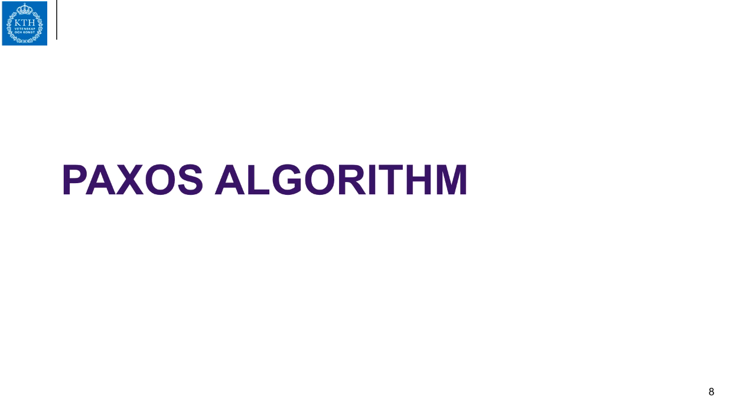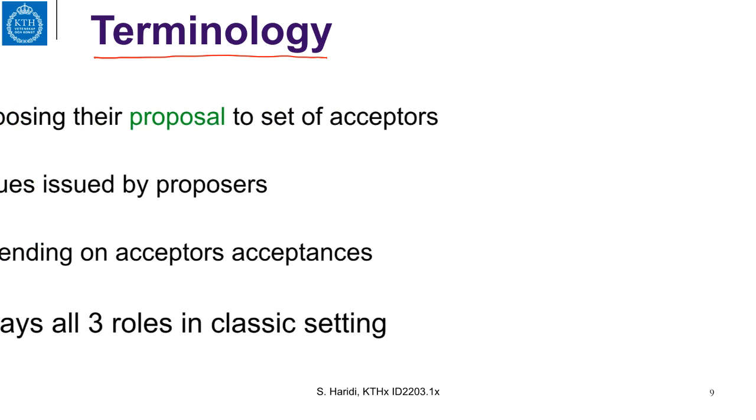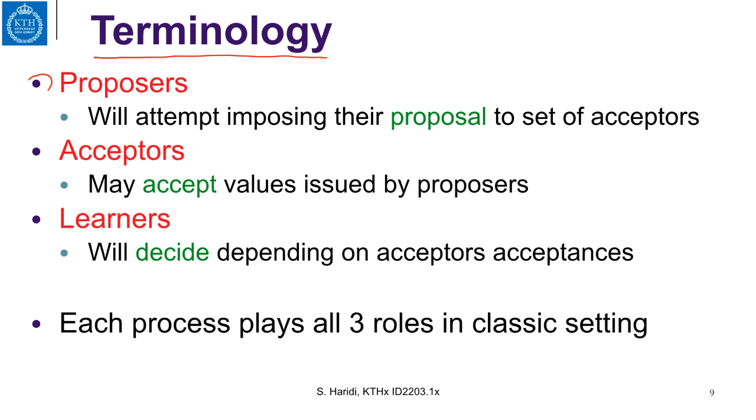So now we delve into the core Paxos algorithm. First, we have the terminology for Paxos. In Paxos, you have a number of roles in the system. You have proposers. They will attempt to impose their proposal on a set of acceptors. Then we have acceptors. This is a set of processes that may accept a value issued by proposers. Acceptors are really the memory of the consensus algorithm.